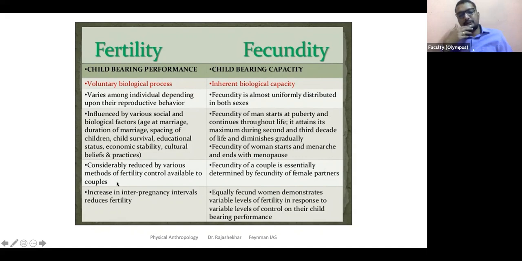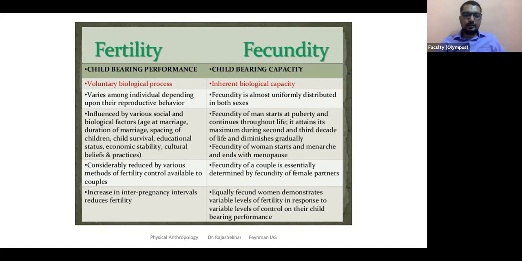Fertility is considerably reduced by various methods of fertility control. For fertility, how is it controlled? There are control measures like using condoms, for example, and different measures like taking pills, right? And family planning components, which may cease it completely. Like that, there are certain steps taken to reduce the population. They can reduce the fertility.